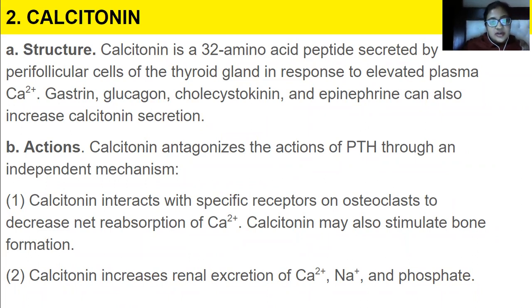So the actions are, calcitonin antagonizes the actions of PTH through an independent mechanism. So calcitonin interferes with specific receptors on osteoclasts to decrease net resorption of calcium. Calcitonin may also stimulate bone formation.